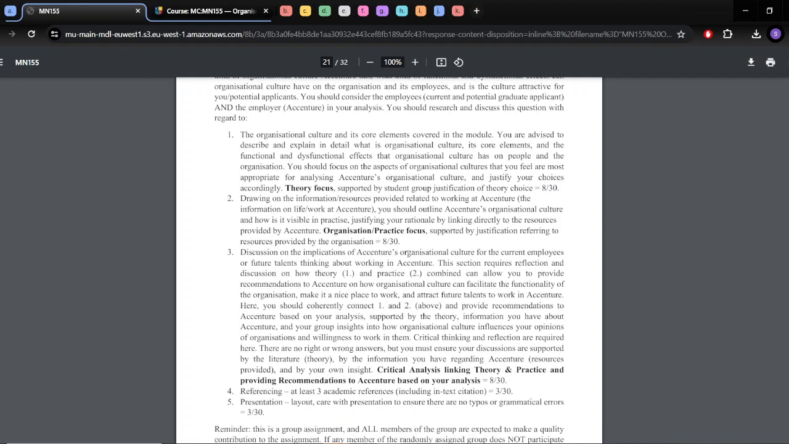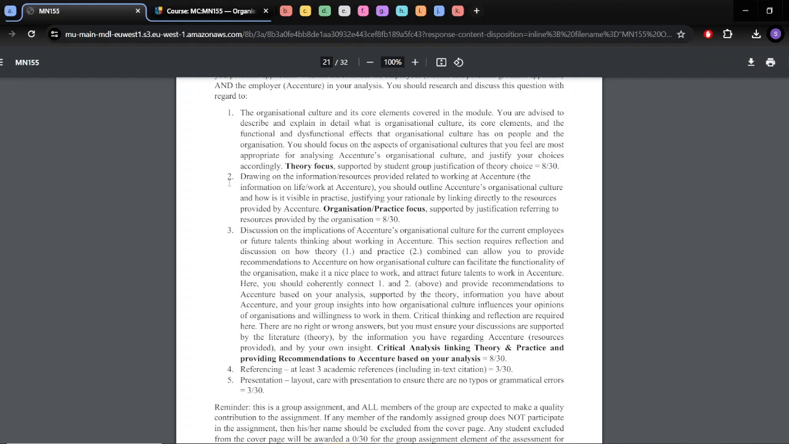Then it says part 2, drawing on the information and resources provided related to working at Accenture, the information on life or work at Accenture, you should outline Accenture's organizational culture and how it is visible in practice, justifying your rationale by linking directly to the resources provided by Accenture. Organization or practice focus, supported by justification referring to resources provided by the organization, is 8 out of 30, right? So it's basically saying the first part is theory focus, the second part is organization focus, and it's 8 out of 30.